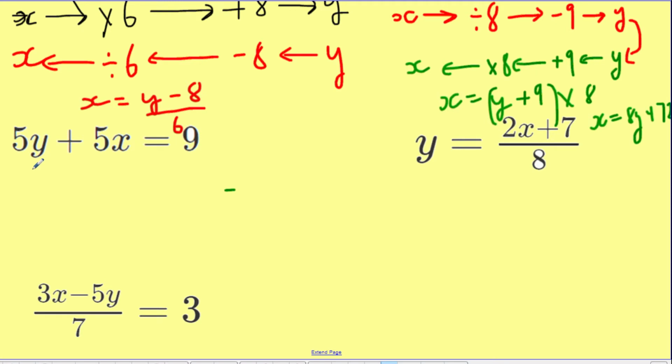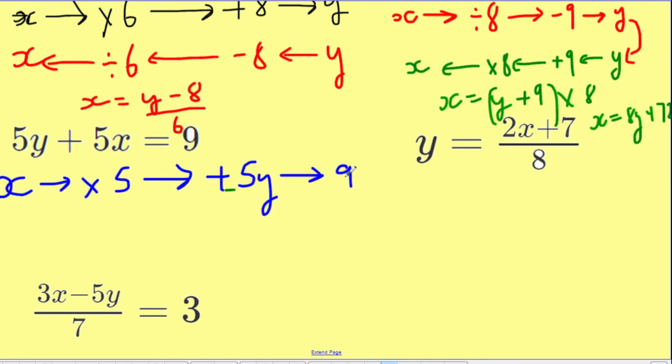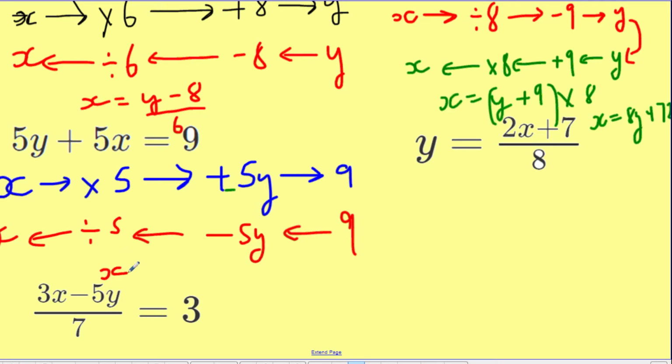We're going to go for X on its own again. So first thing that happens to X is we multiply by 5, and then we are adding 5Y, positive 5Y, and that gives us 9. So the only difference here is we've got a number at the end rather than a letter. So we start at the other end, 9. We take 5Y, then we divide by 5, and that gives us X. So our final answer is X equals 9 minus 5Y, divided by 5.